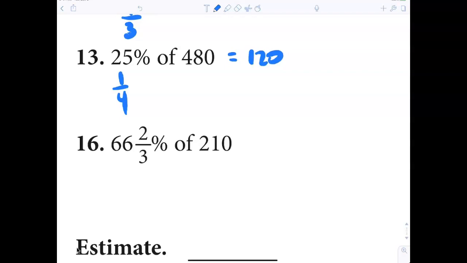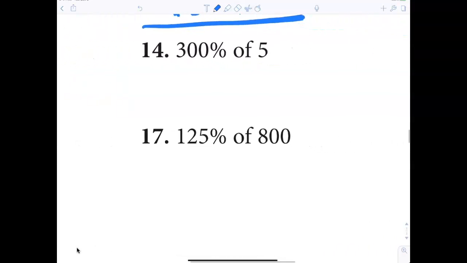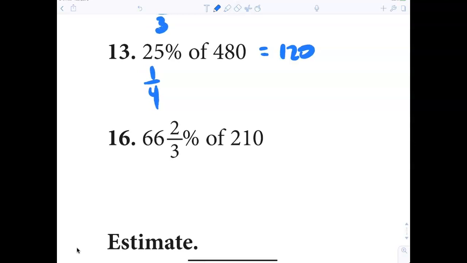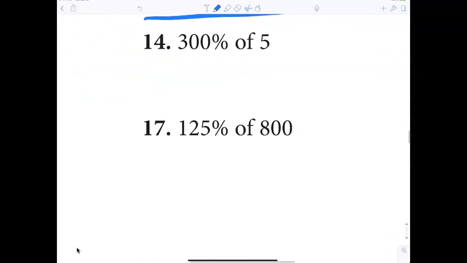25% means 1/4. Do you agree? So that means divide by 4. So you just divide 480 by 4. You see what I'm saying? Because we divide that by 4, divide that by 4, divide that by 4. That's why you're doing that. No, don't ask me.